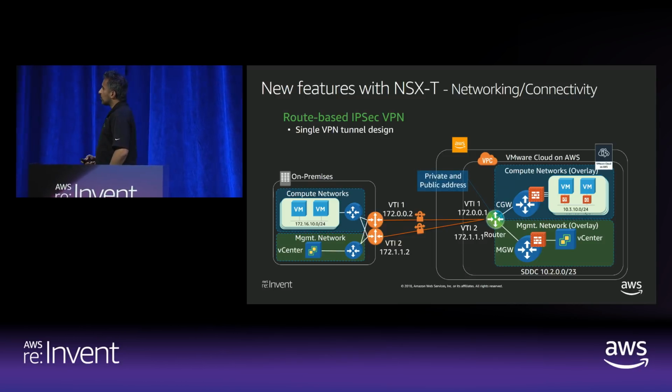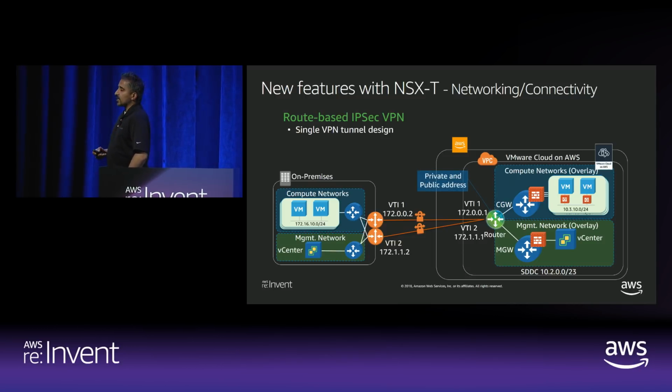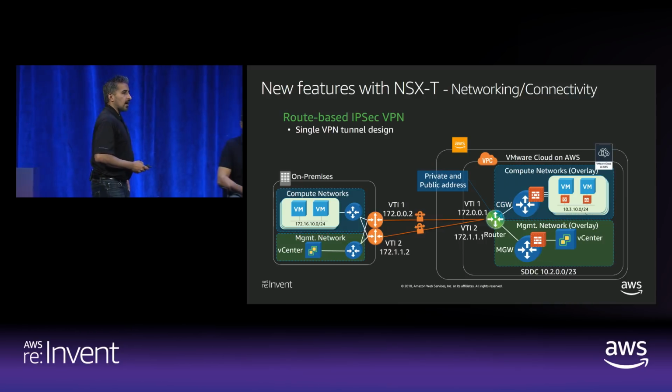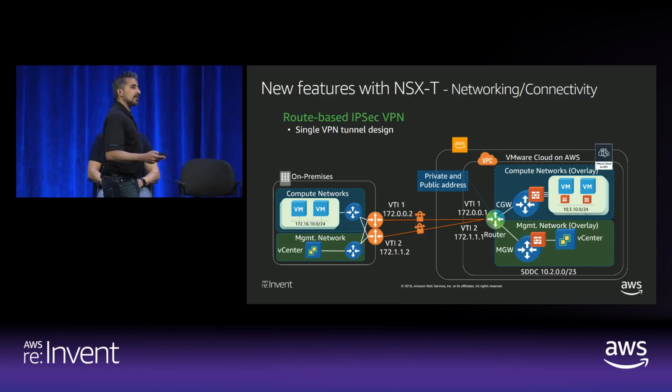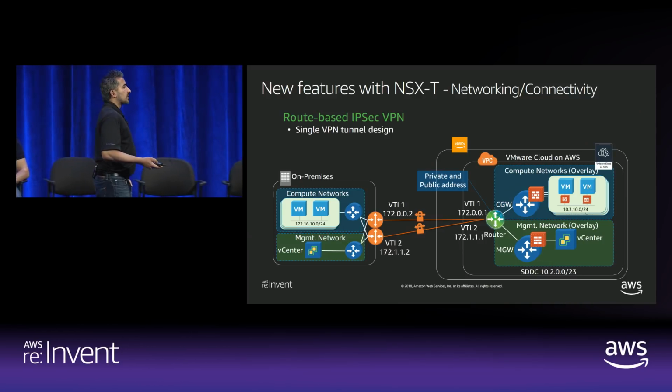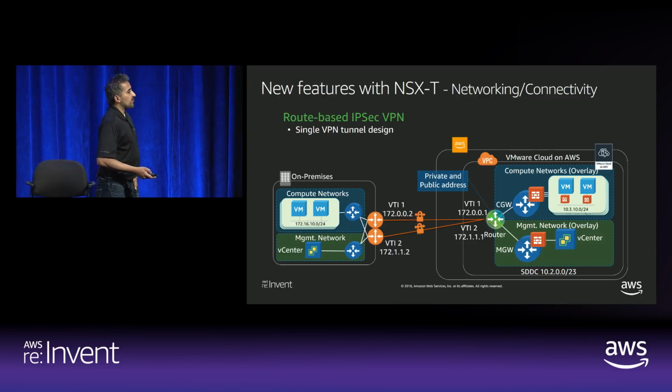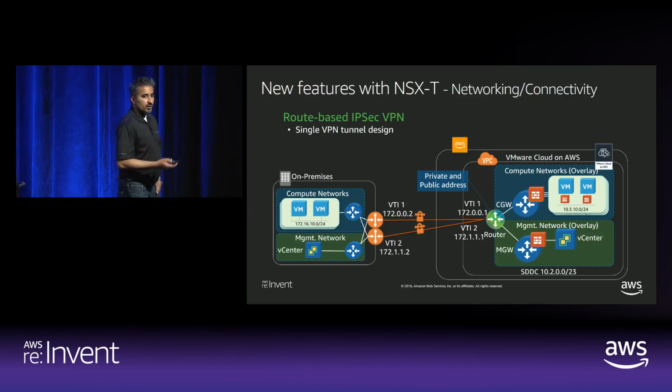Now, one thing to note here is I can use both public or private IP address. This tier 0 router has a public IP address. It also has a private IP address. So I can do IPsec VPN over internet, or I can also do it over Direct Connect using the private IP address. Why might I want to do that? Well, maybe I have a requirement to encrypt traffic that's going over Direct Connect.